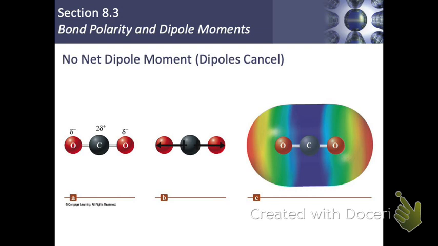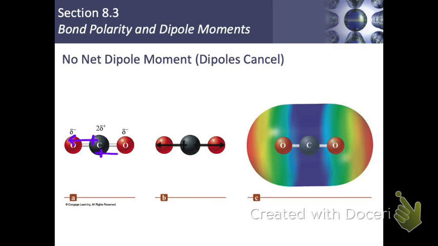Okay? Here's what happens if we have dipoles that cancel. If we have polar bonds but a non-polar molecule, this is an example of what that looks like. Okay, so tell me the difference in electronegativity between carbon and oxygen. Is it more than 0.4? Yes. Okay, so that means we've got polar bonds happening here. And which one is more electronegative, carbon or oxygen? Oxygen, right?